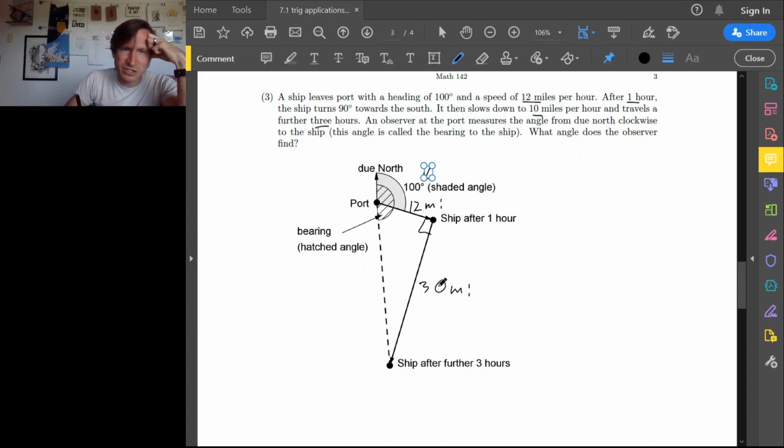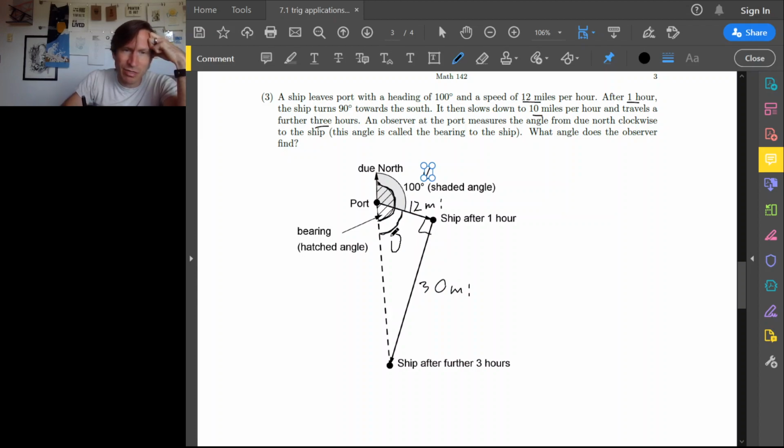And an observer measures the bearing to the ship. What angle do they get? So we're supposed to find this big angle here. Okay. Well, this big angle, it looks like it's made up of the 100 degrees we already know, plus this smaller angle that's inside this right triangle that we have. So if we could just find this smaller angle inside the right triangle, then we can add it to the 100 degrees and we will know the bearing.